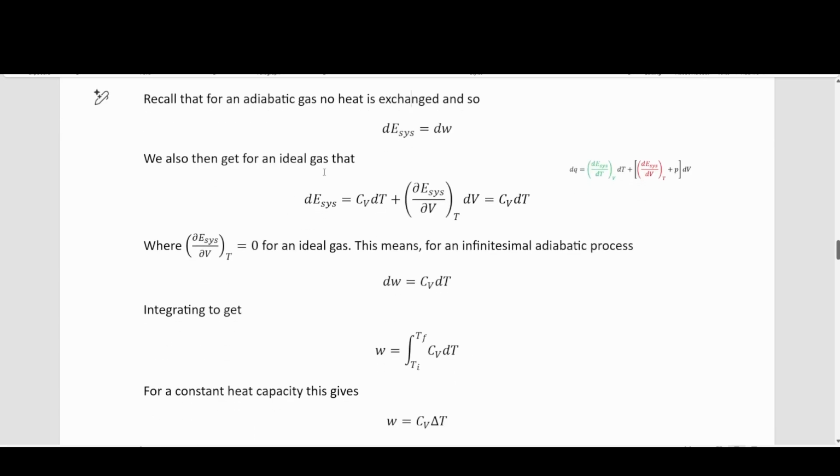We also get that for an ideal gas, we have this right here, and so we can put in our C sub V, our constant volume heat capacity. Because we have an ideal gas, the change in internal energy with a change in volume at constant temperature is equal to 0. This means that for an infinitesimal adiabatic process, we end up with this for the work.